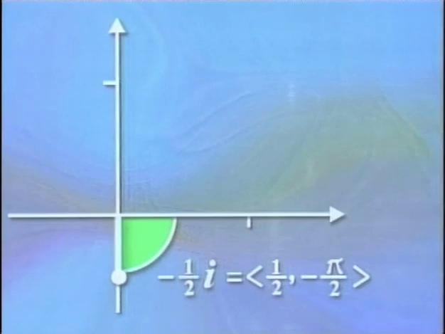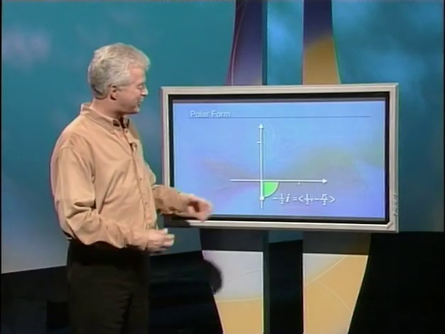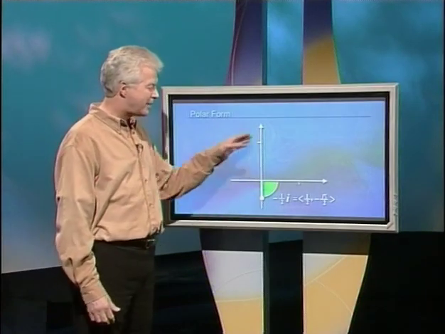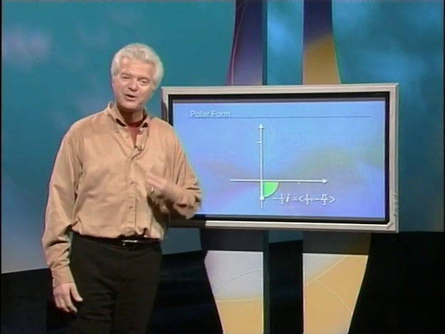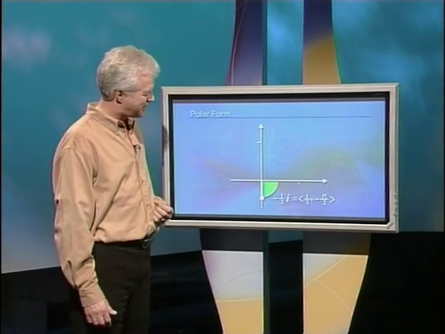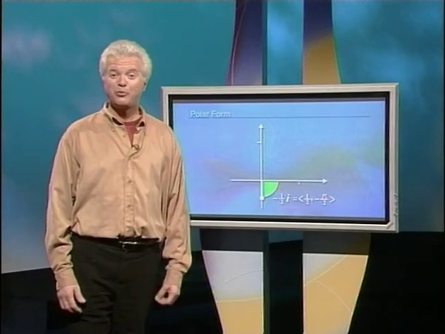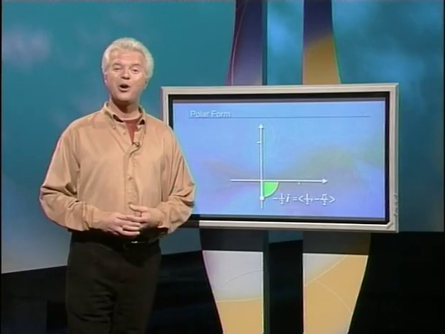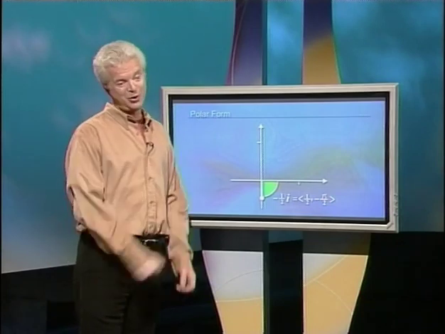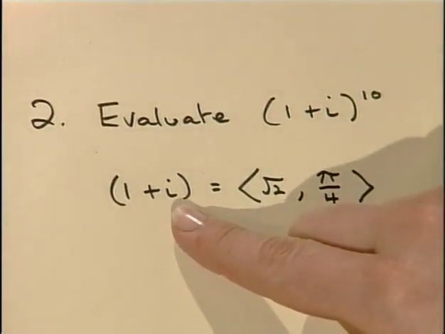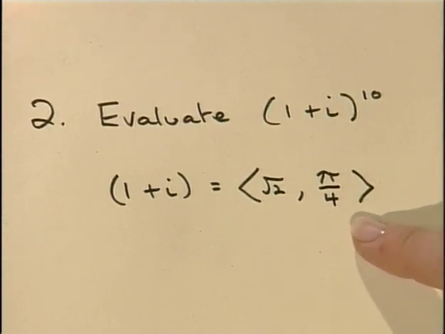So, what angle do we choose? Well, what we usually do is choose the angle between negative pi and positive pi, and that is the principal value of the argument. So let's get back to our problem. The first step in this method of working out powers is to represent the complex number in polar form. Well, the complex number I've got here is 1 plus i, and we've just seen that we can represent that in polar form as root 2, pi by 4.